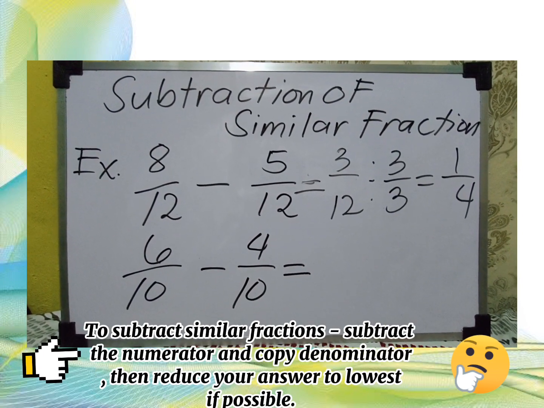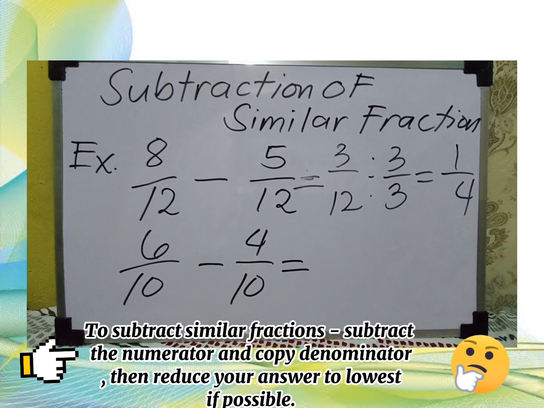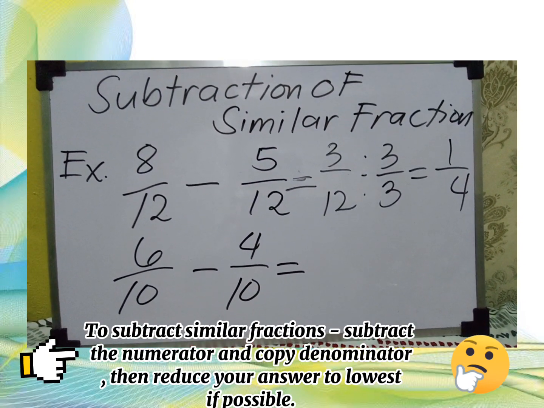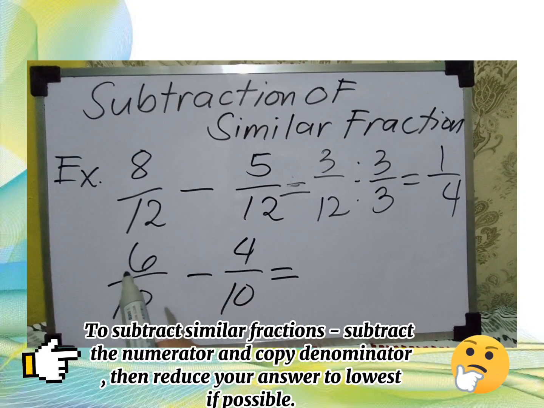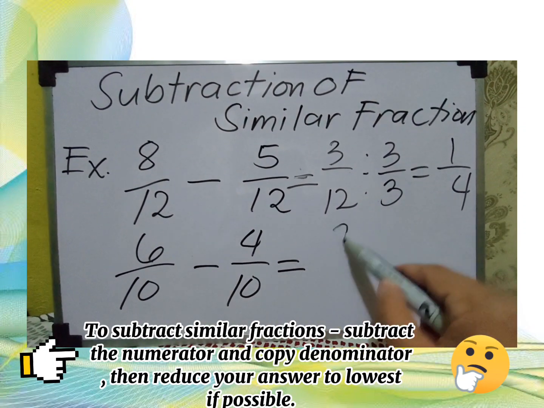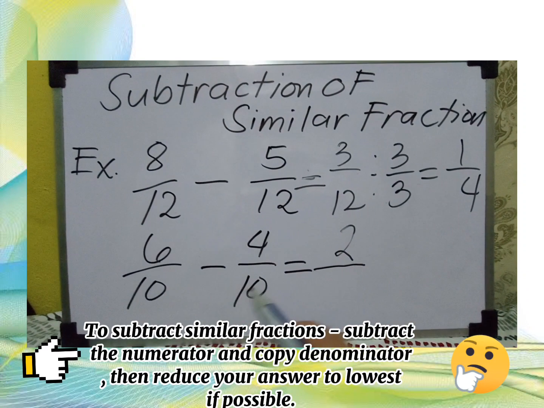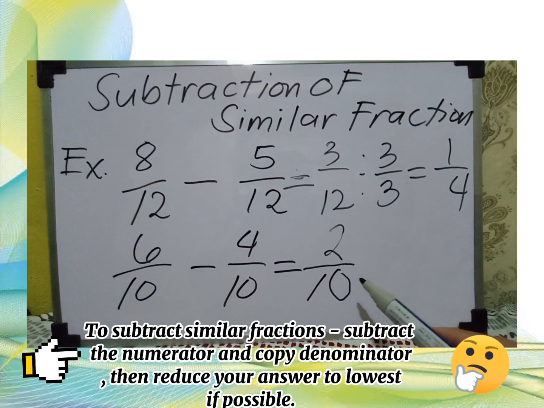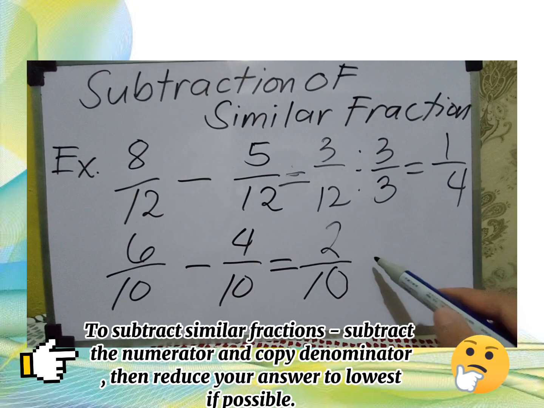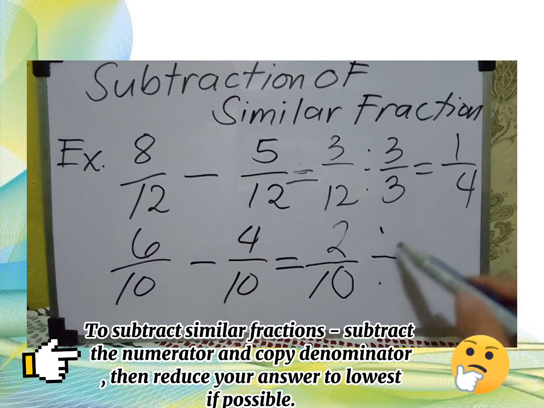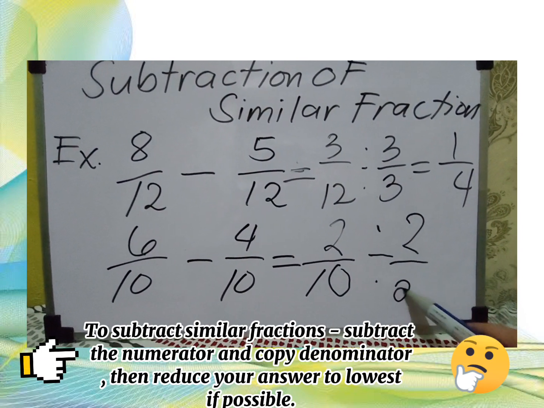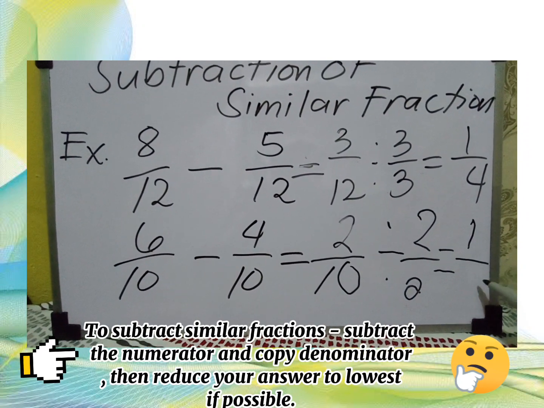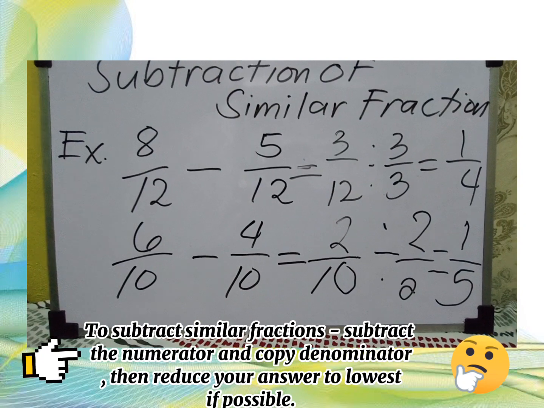Another example, class: 6/10 minus 4/10. We have the same denominator, or similar fractions again. Simply subtract the numerators. 6 minus 4 equals 2, and then copy the denominator 10. If possible again, we reduce the answer to lowest terms. We divide both by 2, and the final answer equals 1/5.